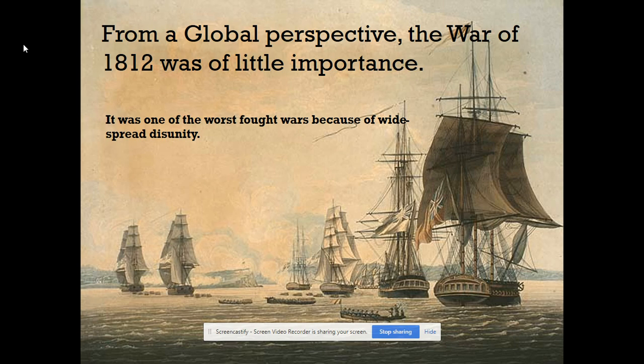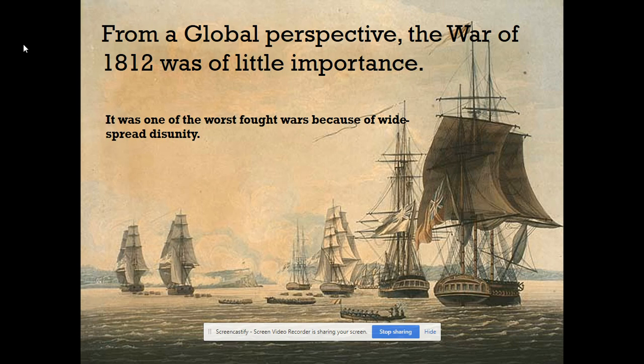And so really, from a global perspective, the War of 1812 didn't mean diddly squat. As my dad would like to say, it had really no impact on what was going on globally. In fact, Europe being sick of fighting Napoleon actually plays into our advantage, because they encourage the British to sue for peace, so hopefully there can be peace and no more war.